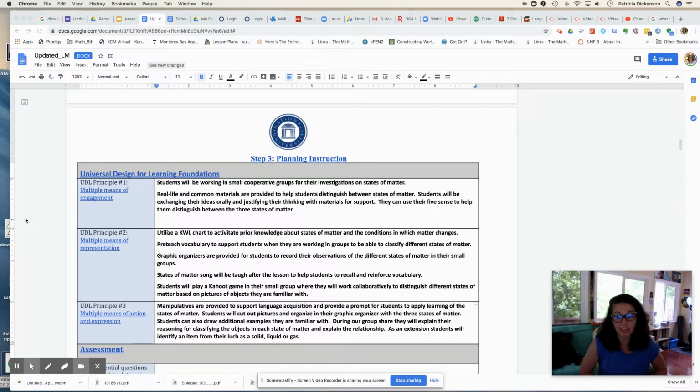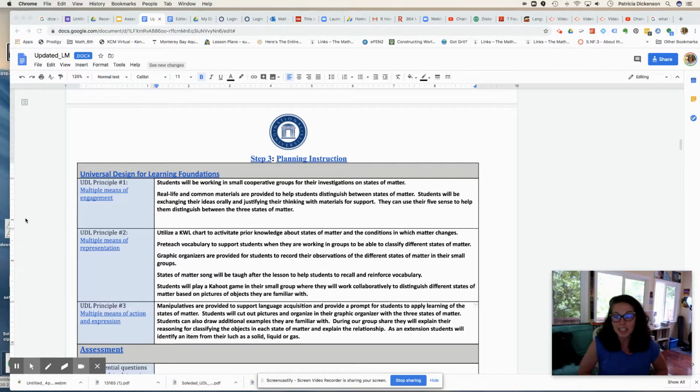Graphic organizers will be provided, which is another way of providing multiple means of representation. This will enable students to record their observations of the different states of matter when they're working in their small groups. After the lesson, I'll play a States of Matter song, which will help them reinforce the vocabulary that we're working on and to provide them with a cue to recall the lesson in subsequent lessons.